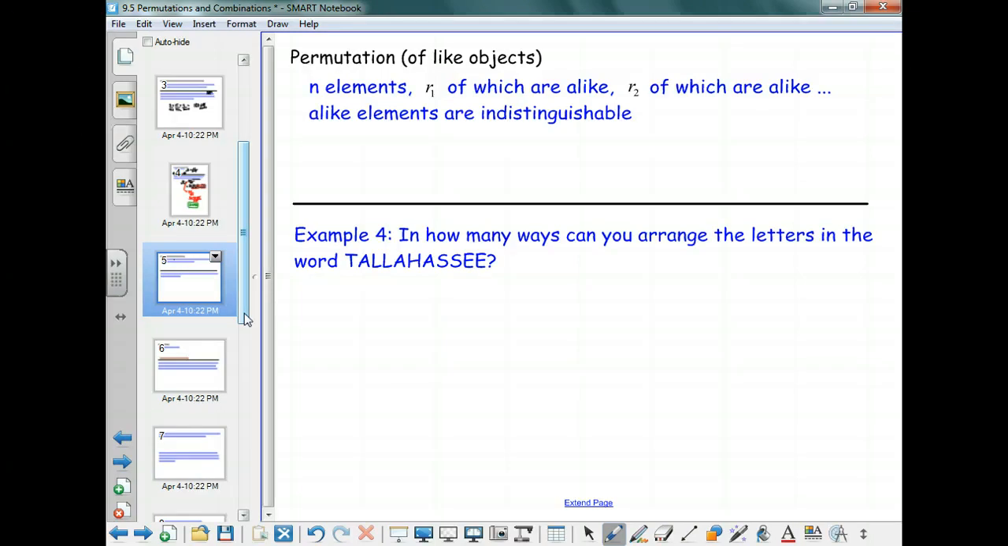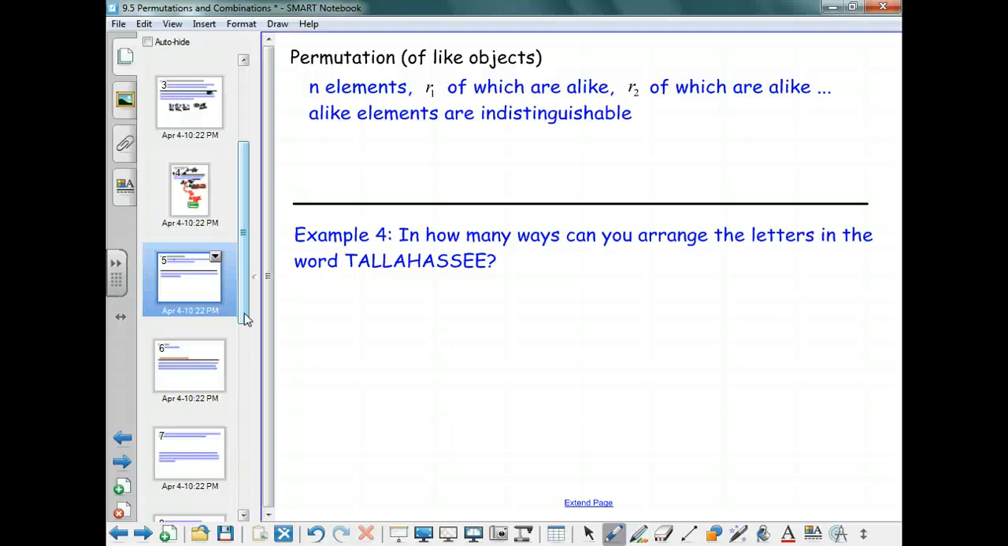If you had a bag of Skittles, and you reached in and pulled out a red Skittle, would it matter if I pulled out the red Skittle that was at the top of the bag or the bottom of the bag? No, it would still taste like a red Skittle, right? So there's some sort of indistinguishability. I can't distinguish between red Skittle number 1 and red Skittle number 5. That's what's going on with this set of permutations.